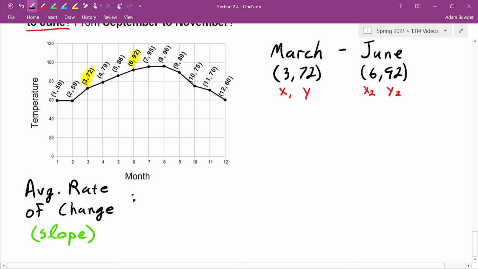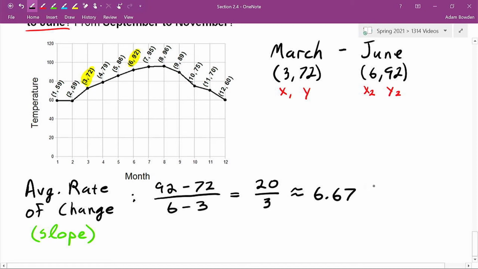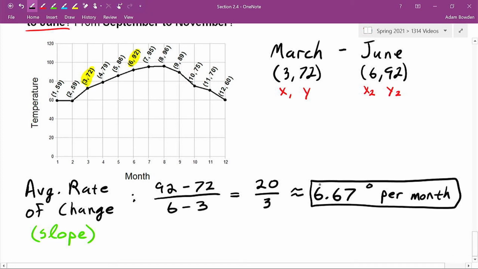So that would look like here 92 minus 72 divided by 6 minus 3. That comes out to be 20 divided by 3. Now I will go ahead and divide and round off this number to, let's say, 6.67 degrees. That's the degrees per month on average that the temperature is changing between those months.